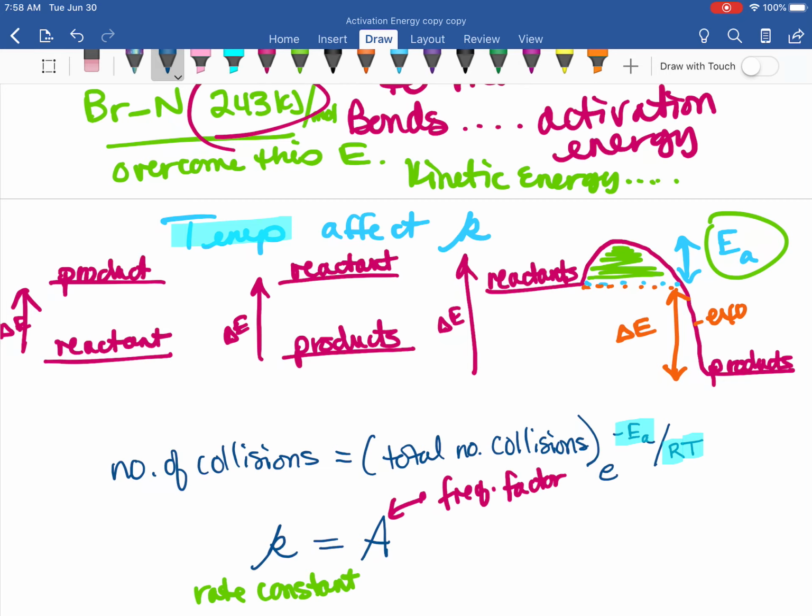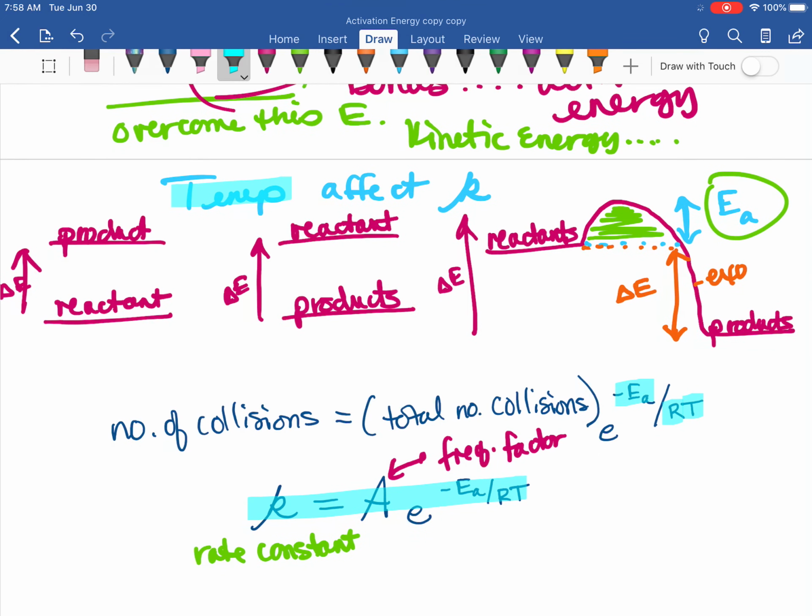And then all of this is exponential to our activation energy. All right, so go ahead and put a box around this one. This is our Arrhenius equation. We're going to manipulate this in the next video, however, and make a linear plot. So let's just put a big sparkle star here. This is our place to start.